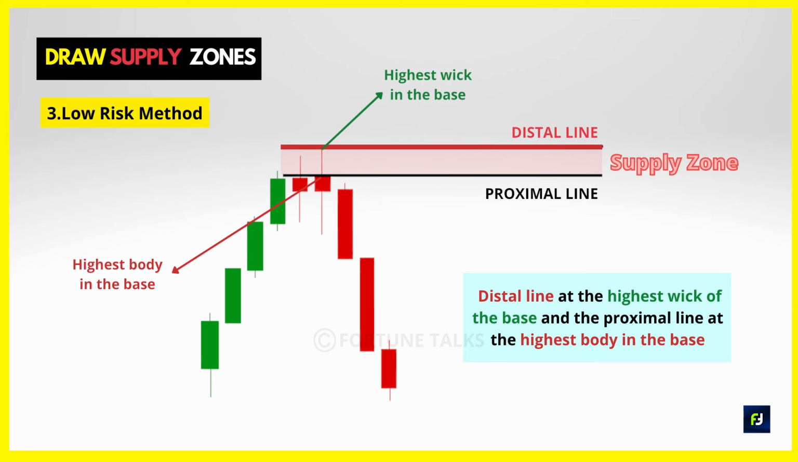Now the third method is the low risk method, where the distal line is placed at the highest wick of the base and the proximal line is drawn at the highest body in the basing structure. In a similar manner, you can draw the lines on a drop-base-drop structure, but frankly speaking, I'm not a great fan of it. So I leave it up to you for the study.